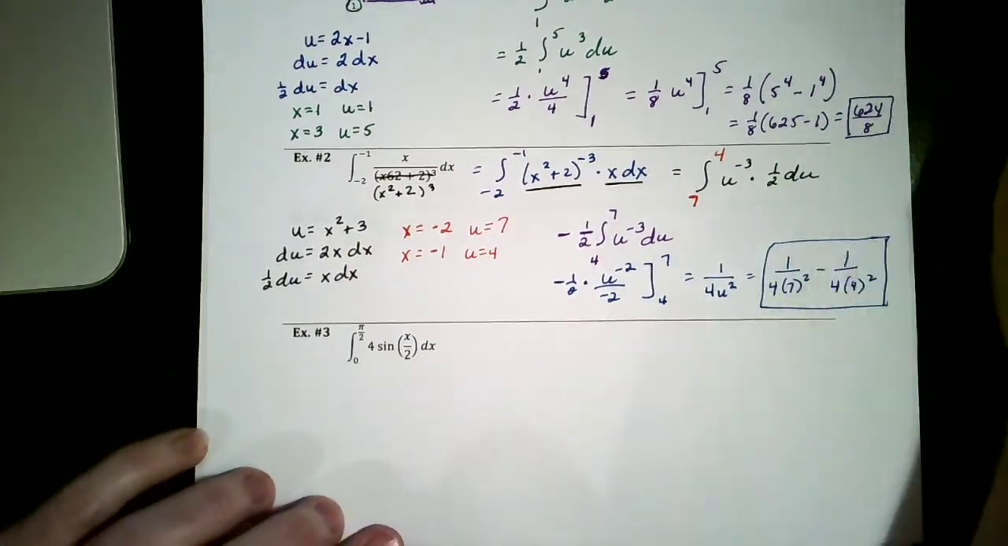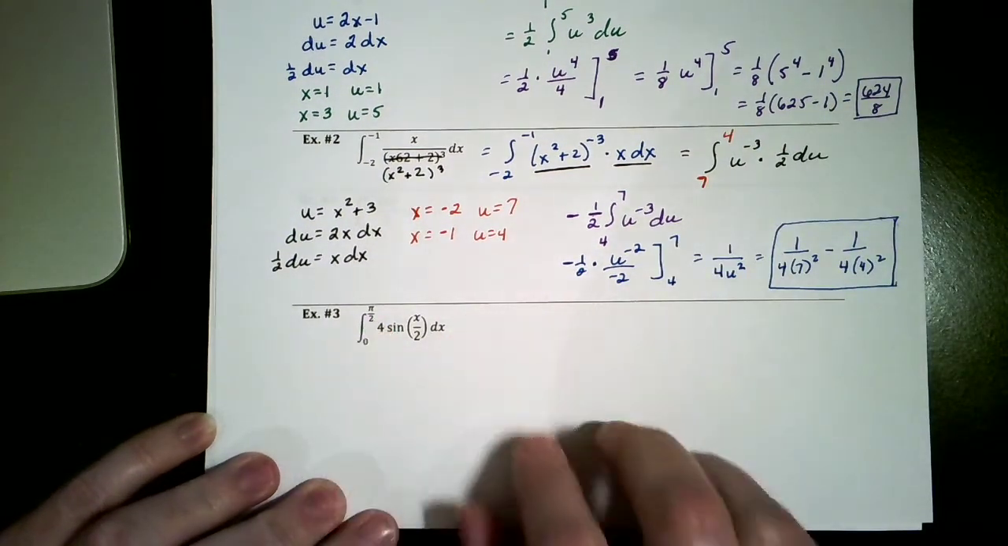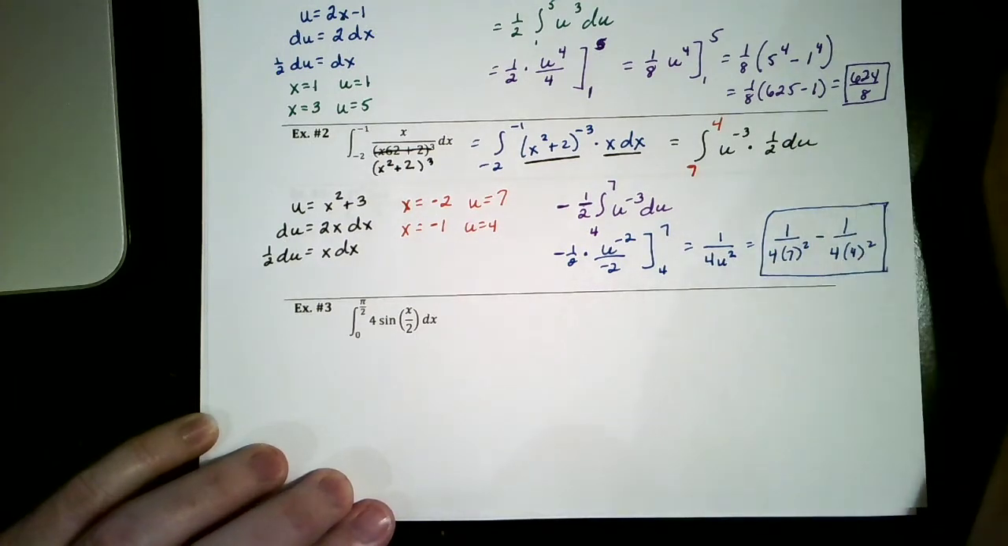All right? All right, I'm going to pause the video here. I want you guys to look at this problem. 0 to pi halves 4 sine of x over 2 dx. And I want you to see if you can set up that u substitution.